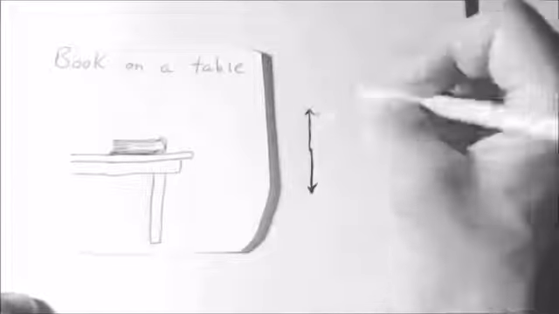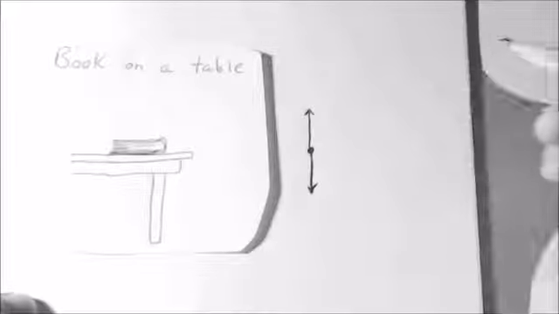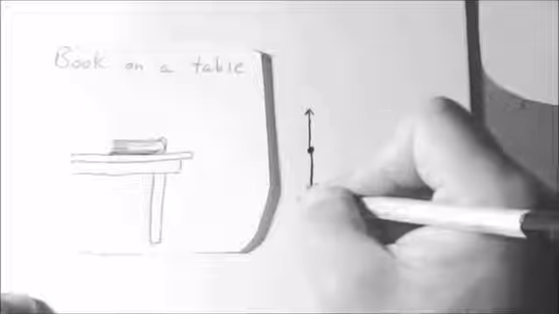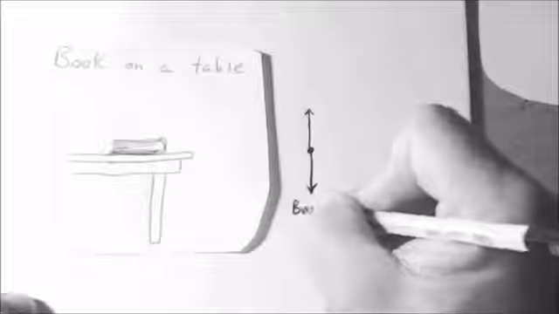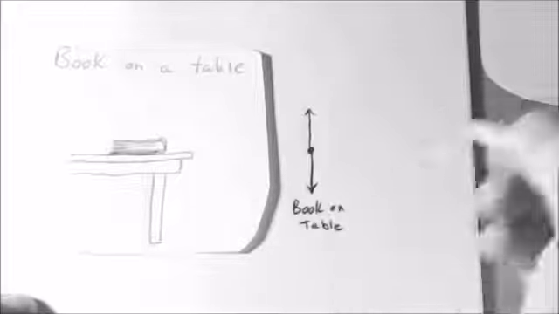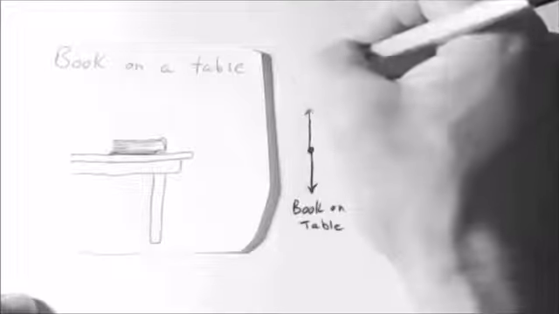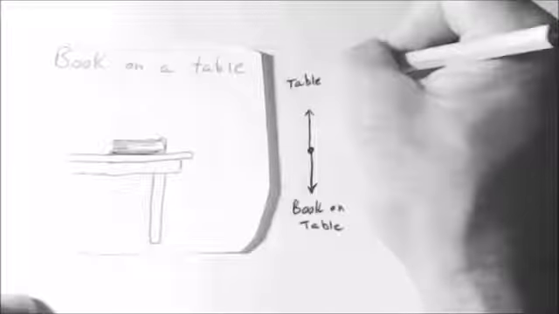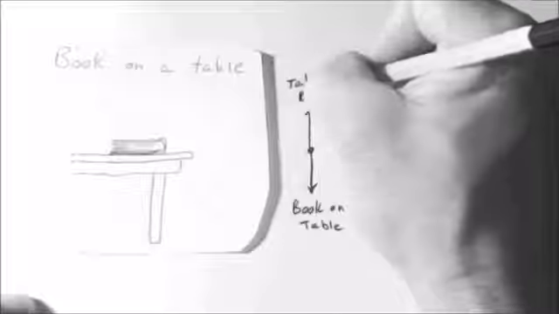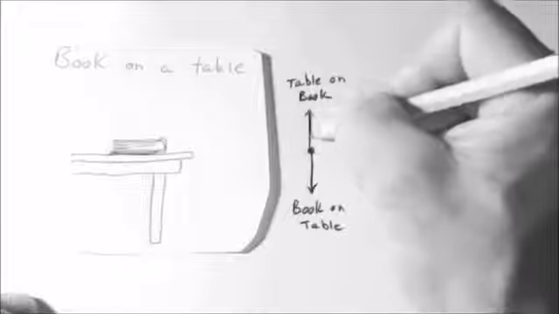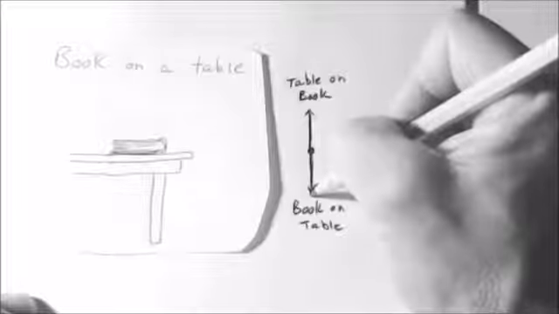So I've represented the book now as just the little dot here. And then I'm representing this force down. This is the force of the book on the table. And then the force going up is the force of the table on the book. And I've drawn these forces equal. I tried to make them equal. Mine might be a little bit longer than the other one.